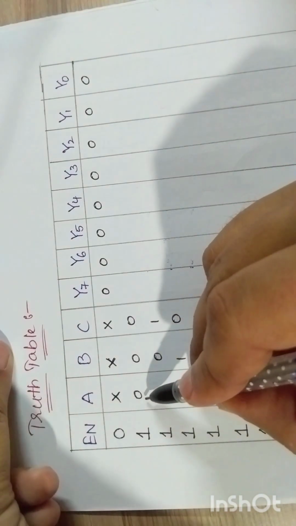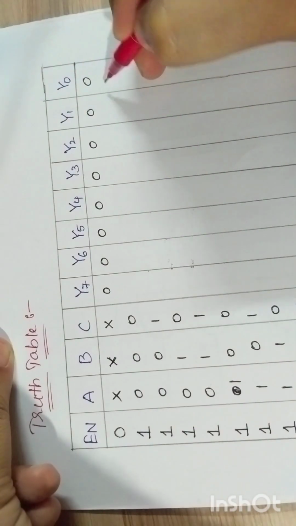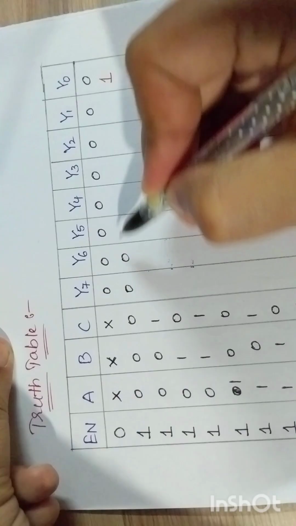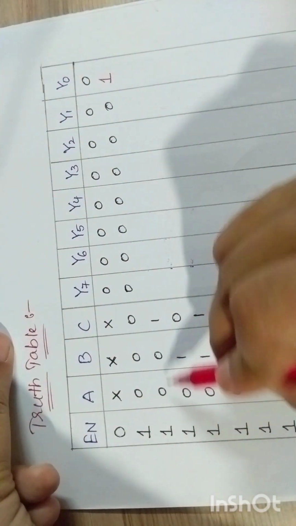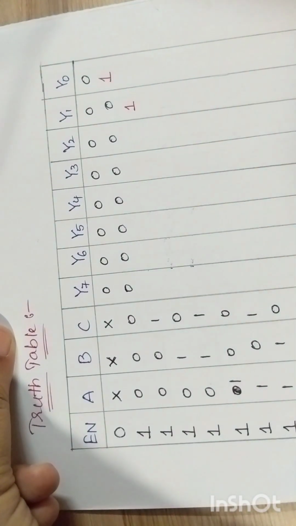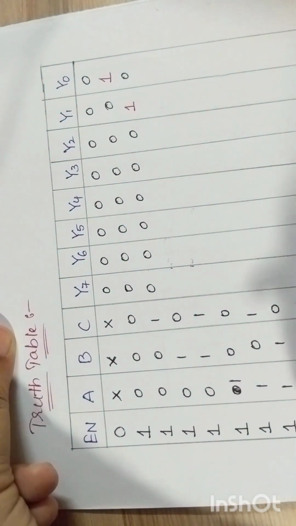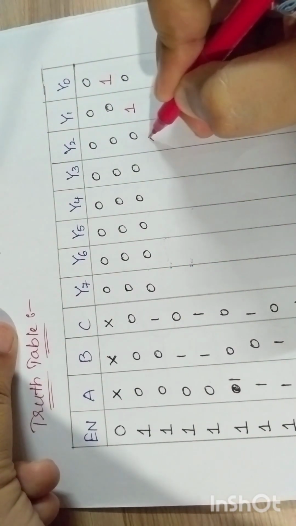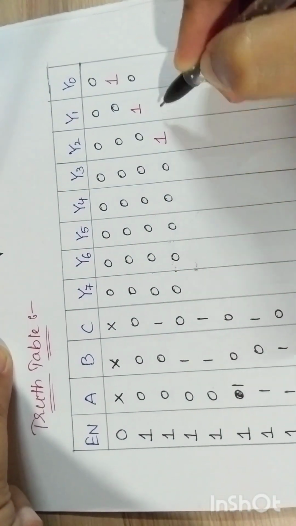Now for the first combination of inputs, that is 000, Y0 is going to be activated and the remaining outputs will be 0 only. When the input combination is 001, in that case only Y1 is going to be activated and the remaining values will be 0. For the next combination 010, Y2 is going to be activated. The remaining output lines will be 0 only.